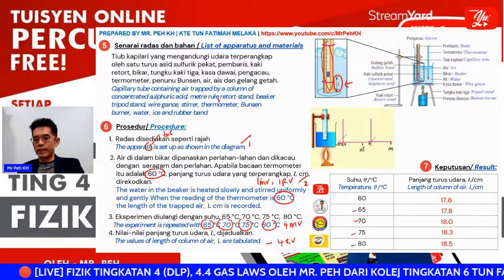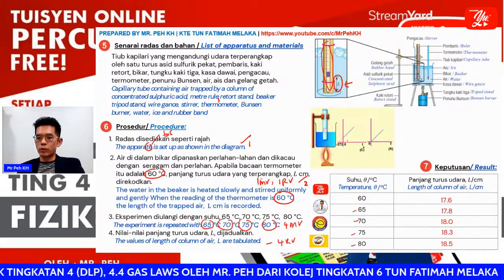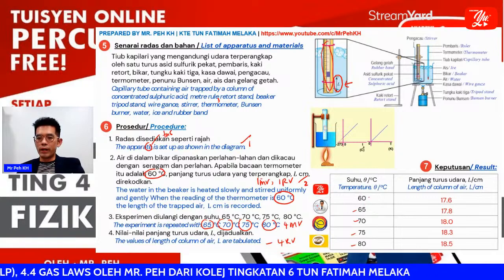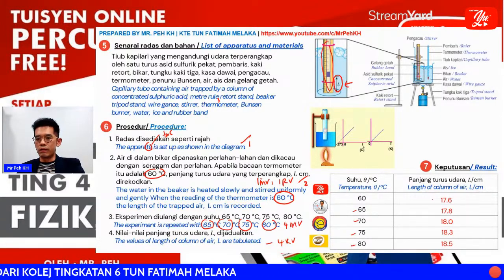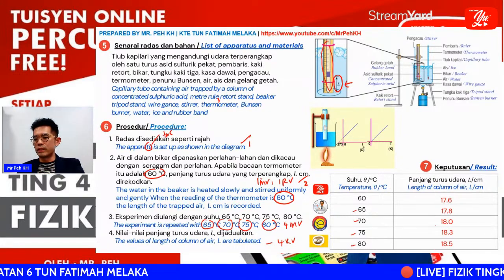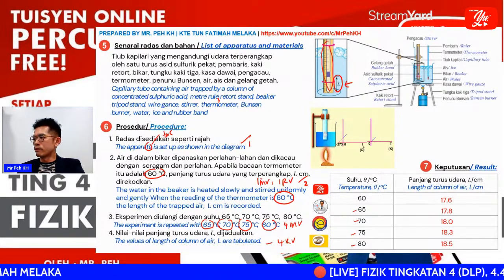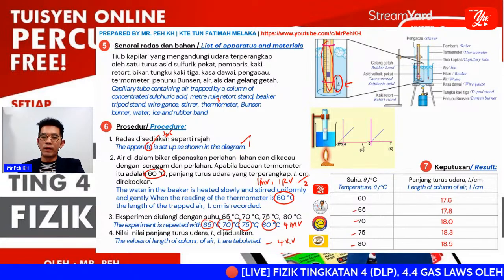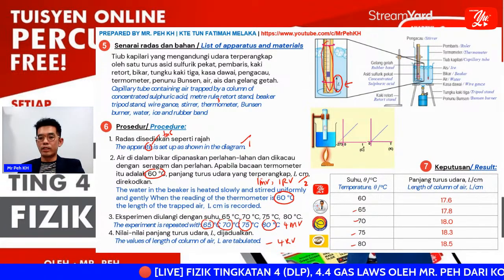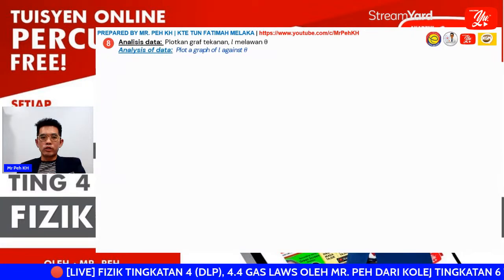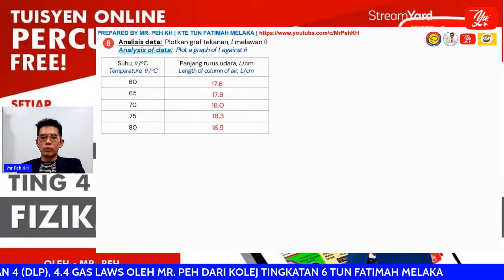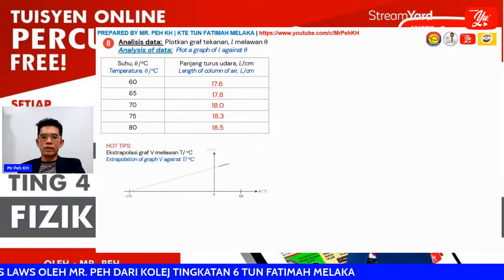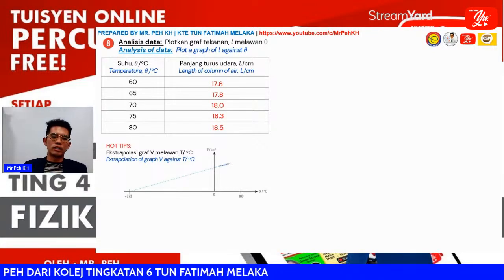Okay, so this is my reading, 17.8. This is what we expected. When temperature increases, the volume increases. So that means here the length will increase. This is a logical reading that you must know when doing the experiment. Okay, so again, we need to draw the graph of L against theta. This is my reading. The hot tips I explained to you just now.